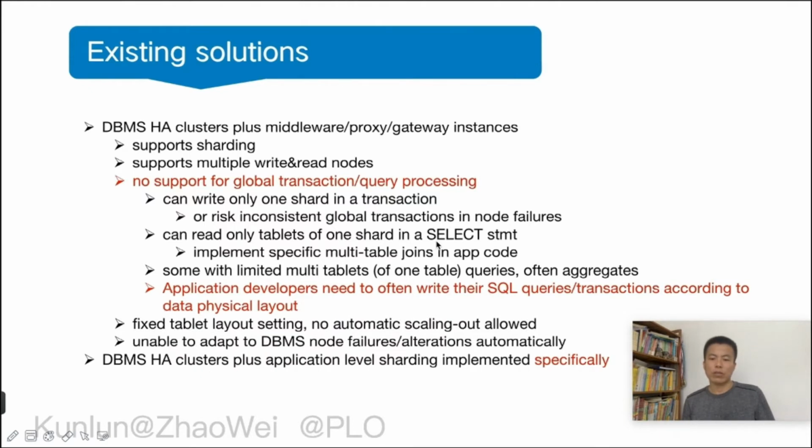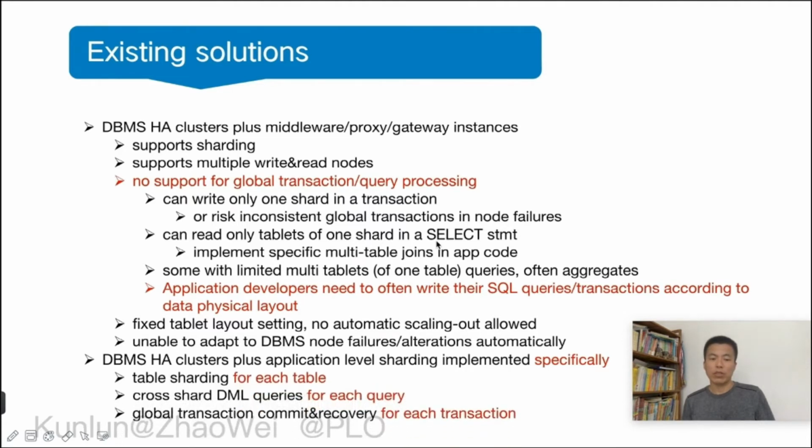Another solution is to use multiple DBMS HA clusters plus application level sharding implemented specifically in the application. That means you have to implement table sharding for each table in your application, and you have to implement cross-shard DML queries for each query, and also global transaction commit and recovery for each transaction. This means a lot of development work in the application that should have been done in the DBMS.